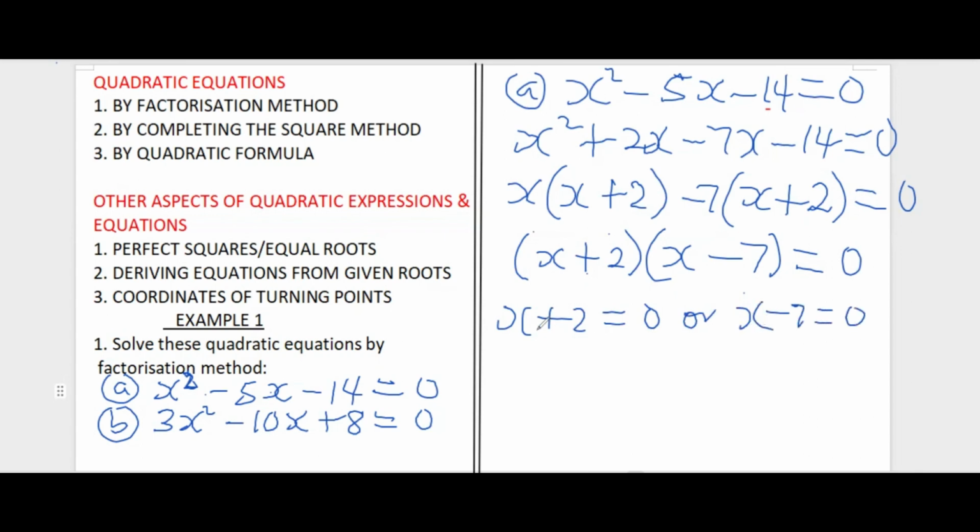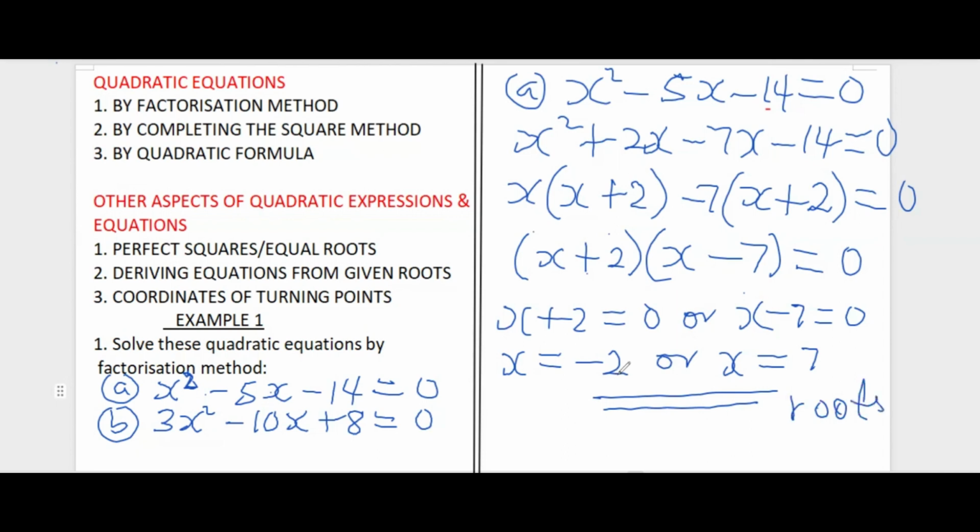Then we now have these two linear equations that we can solve separately. We have x equals 0 minus 2, which is minus 2, or x equals 0 plus 7, which is 7. And these are the solutions. These values of x that we call solutions are also called the roots of the quadratic equation.